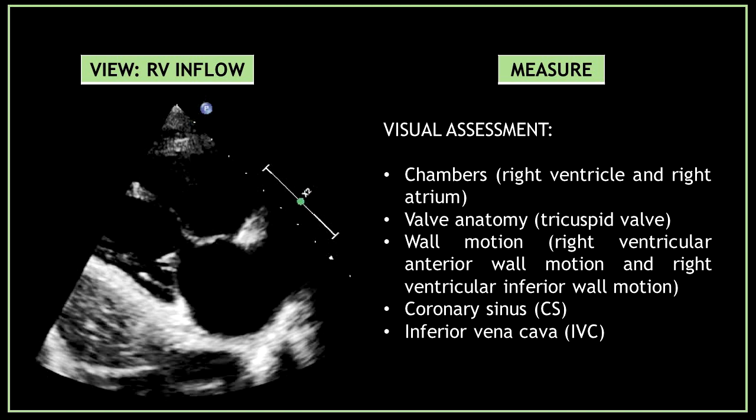Then, do a visual assessment of the tricuspid valve anatomy. Next, do a visual assessment of the wall motion. Check the right ventricular anterior wall motion and the right ventricular inferior wall motion. Also, assess the coronary sinus and do a visual assessment of the inferior vena cava.